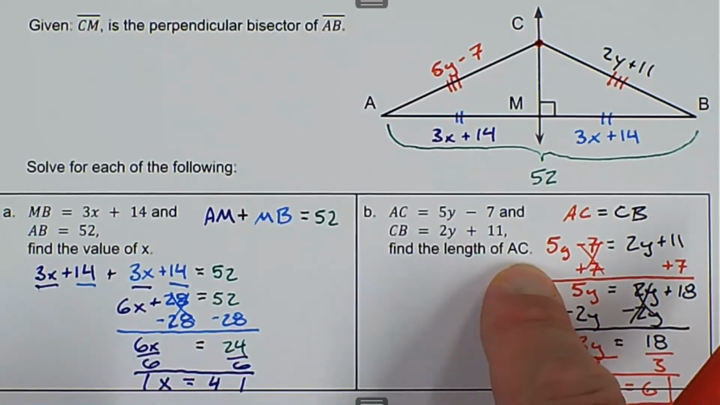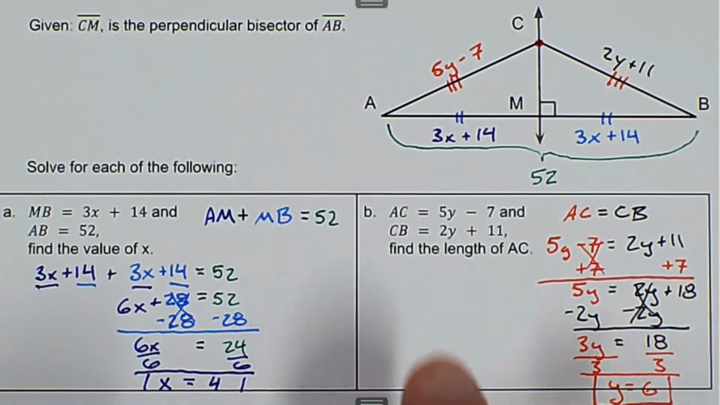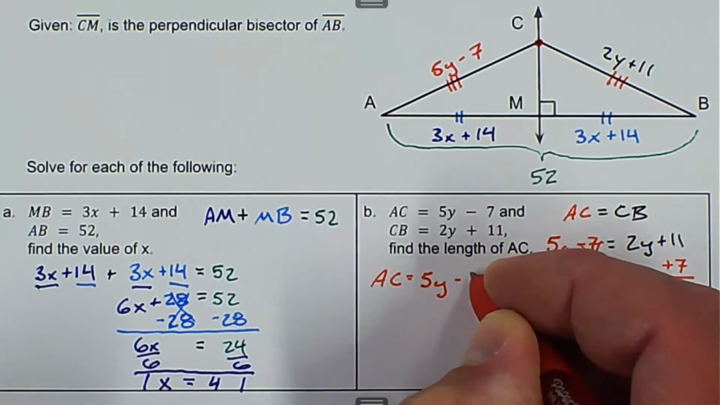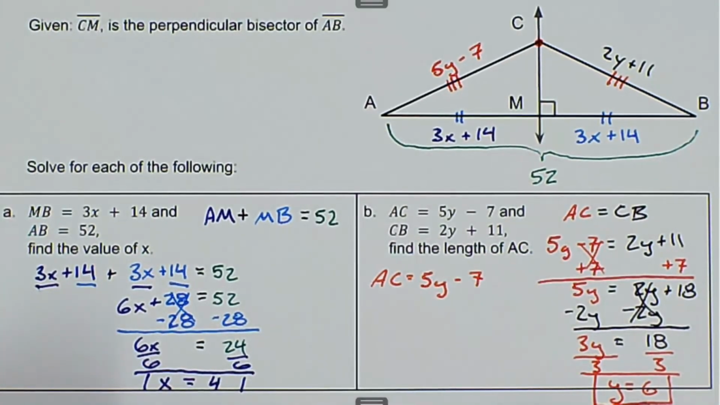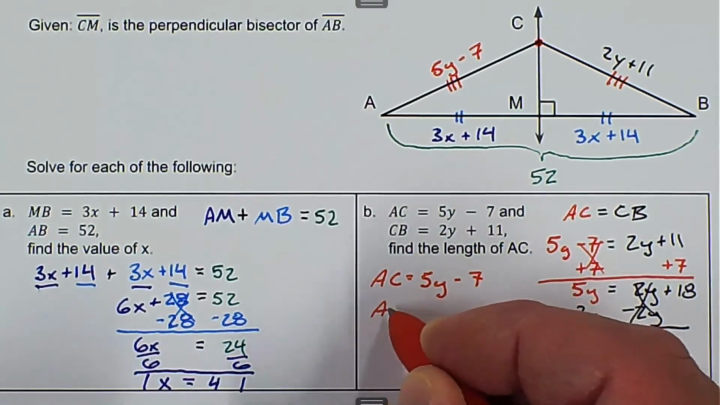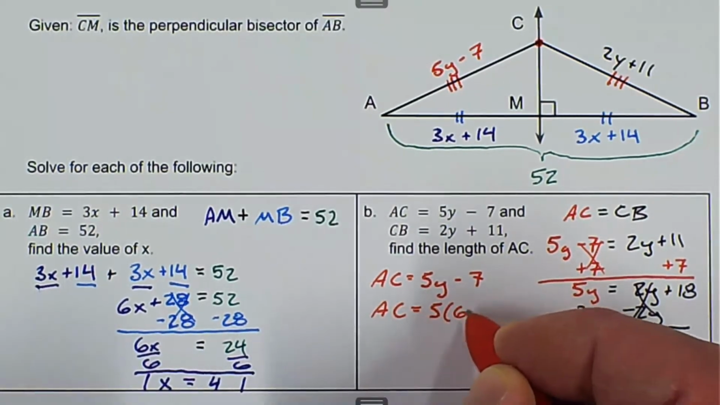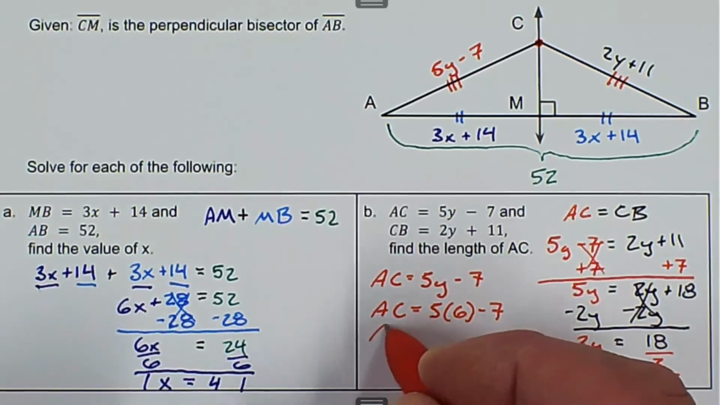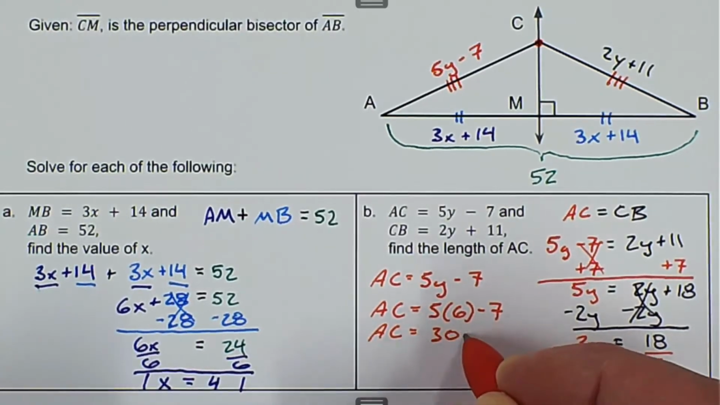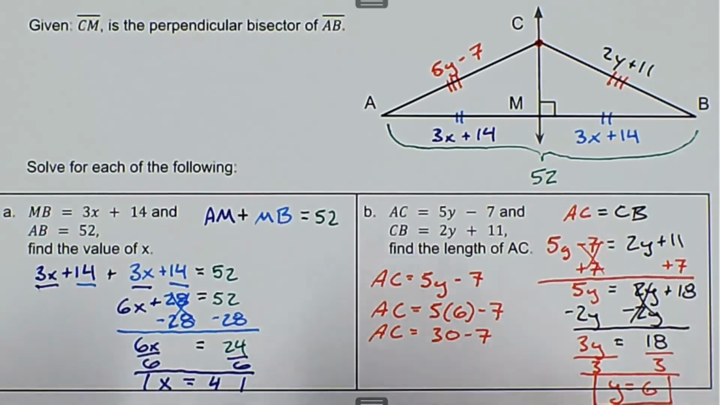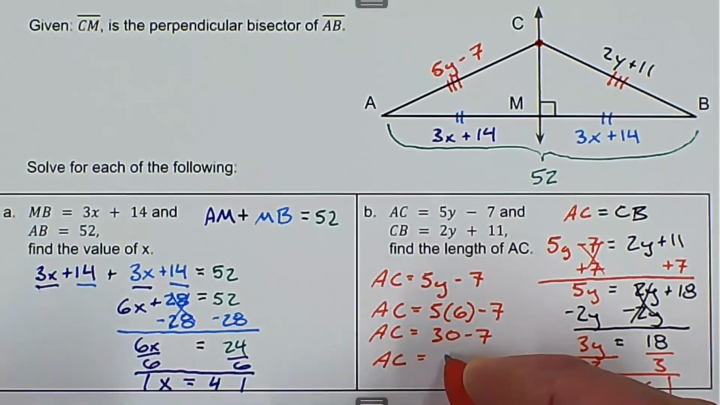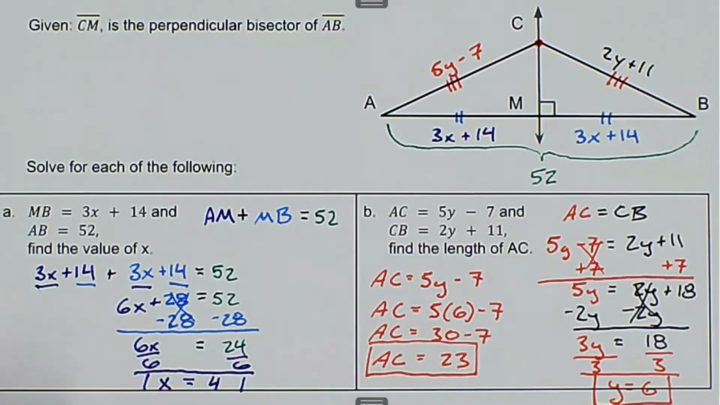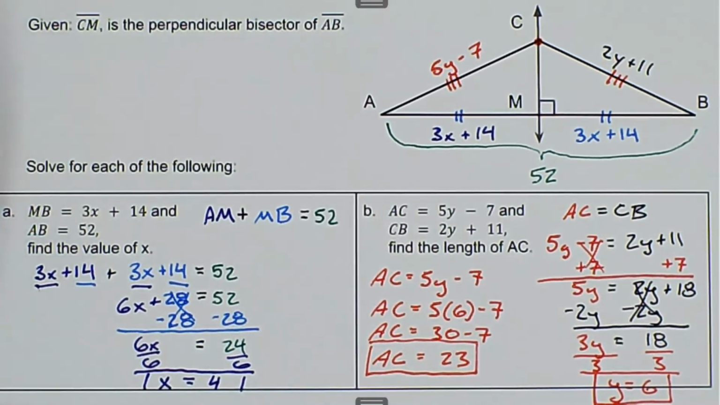That told us what y is, but the question says, what is AC? Right here we know that the value of AC is equal to 5y minus 7. So we substitute our 6 in for y. AC is equal to 5 times 6 minus 7. So AC is equal to 30 minus 7. AC is equal to 23. And this is the answer that we were looking for. We have one more example to look at.